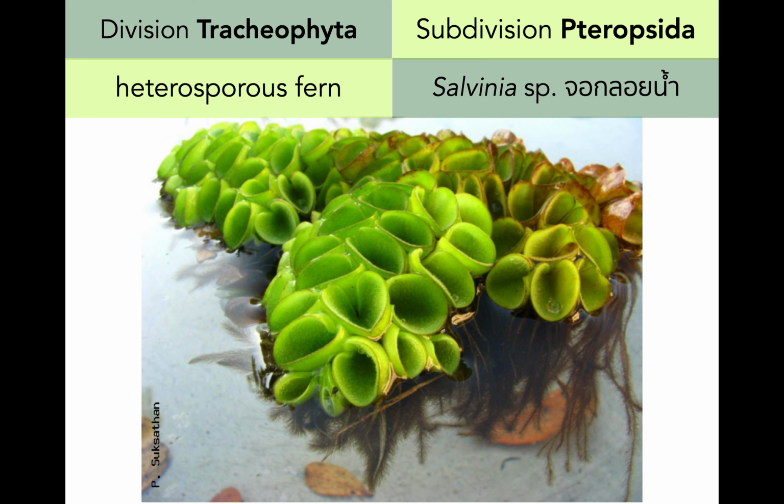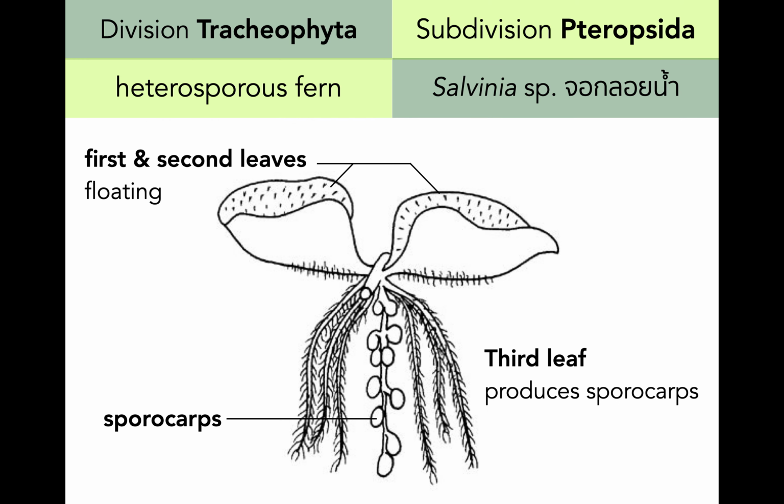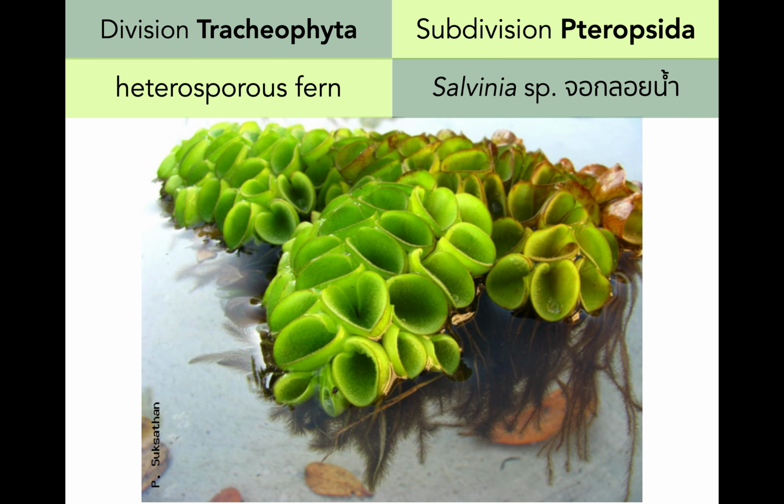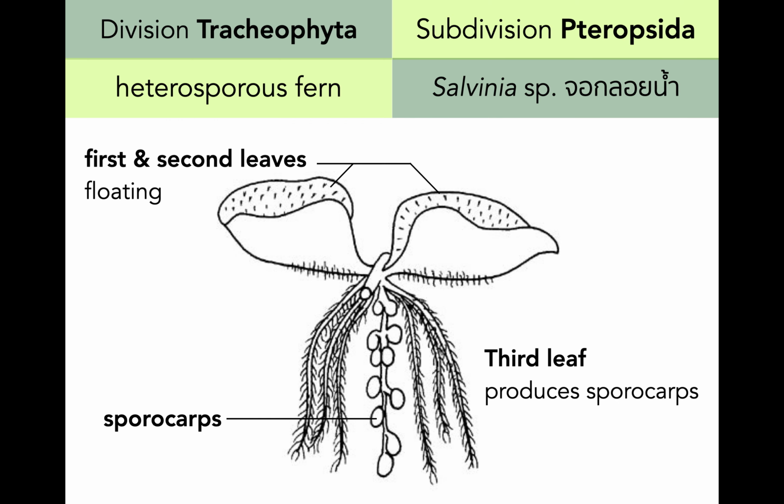And finally, this is the Salvinia genus. This has multiple species, called Chok Loi Nam in Thai. This is a very simple-looking fern. Basically, they have two leaves floating. They have a hair-like structure. It looks super hairy.